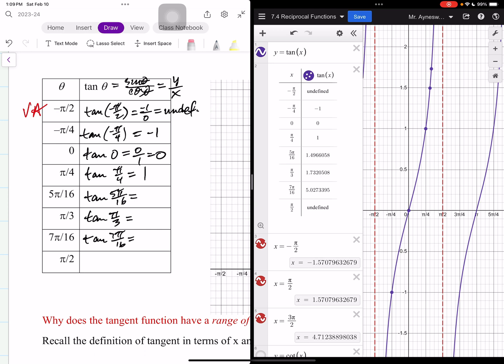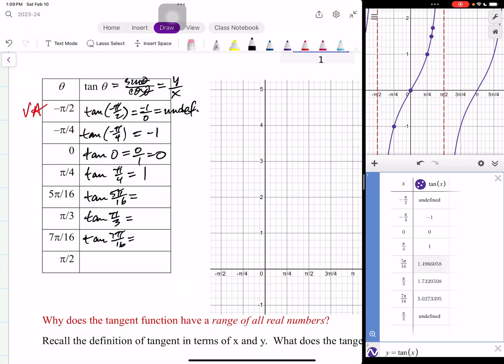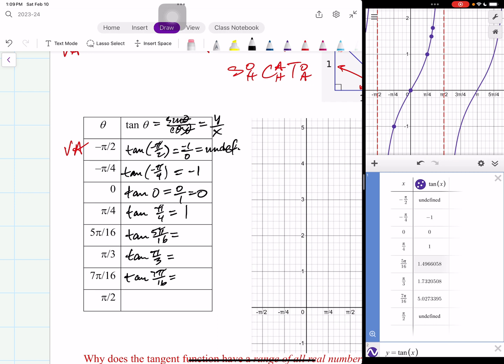Okay, so I'm assuming that you have done that. So let's go ahead and bring over the values right here. So at 5 pi 16ths, it's 1.496 or 1.497, and then 1.732, and then 5.027. So we got some values. There you go. All right. And notice in Desmos too that they even plot the points as you get them. So it's so cool right here. Look at that.